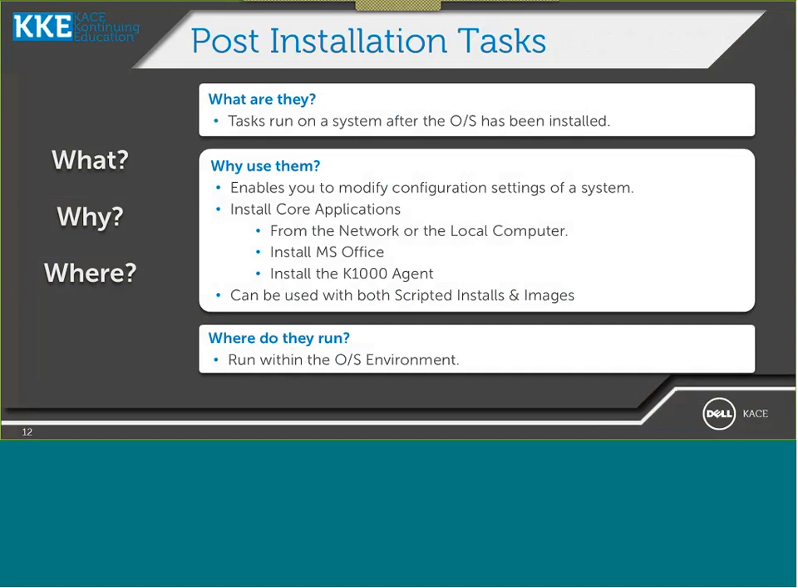We can modify configuration settings of the systems if they're different from what we've got in the image, or especially when we've used the scripted install. We can install core applications either from the network, a local computer, or directly through the K2000. We definitely install the K1000 agent through a post-installation task because that's fairly simple and easy to do. Post-installation tasks work with both scripted installs and imaging. Especially with scripted install, we'll probably use a lot of them.